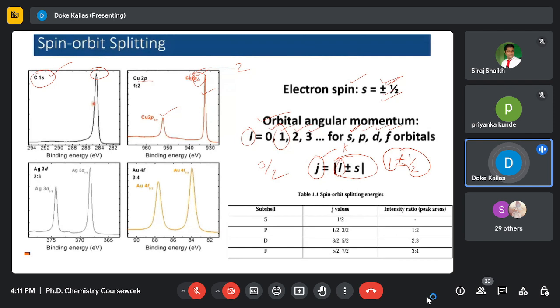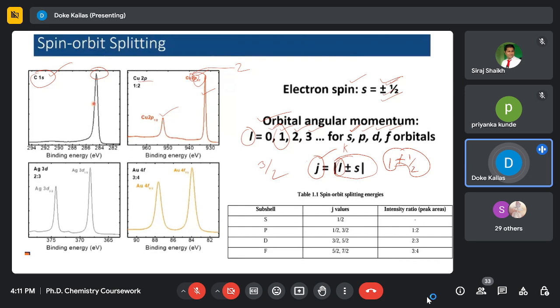But for copper 2p, it splits into two peaks, one electron from 3 by 2 and one electron from 1 by 2. So photoelectrons can be ejected either from this 2p suborbital or from that suborbital. Accordingly, you will get two different lines, two different peaks in the spectra. That's why it is denoted as copper 2p 3 by 2 and copper 2p 1 by 2. So it means the electron is coming from 1 by 2 and 3 by 2.